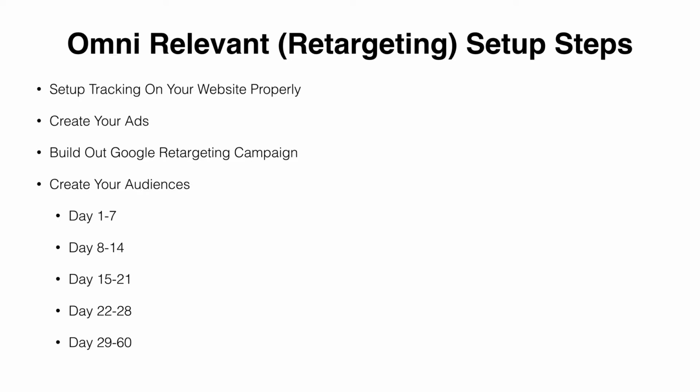So we create an audience so that we can show ads to different segments of our audience. For example, we can show a specific set of ads and messaging to somebody that just visited our website a day to 7 days ago. Then we can show a different sequence or set of ads to somebody that visited day 8 through 14. Okay, so we like to chunk this up. Then day 15 to 21, day 22 to day 28, and day 29 to day 60, all right?